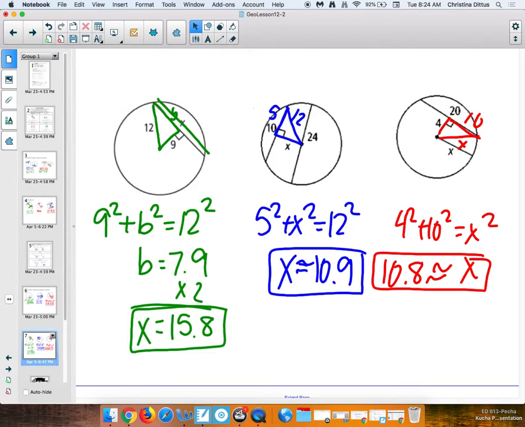How do we feel? Pretty easy. If you don't know Pythagorean theorem, woof, the boy.